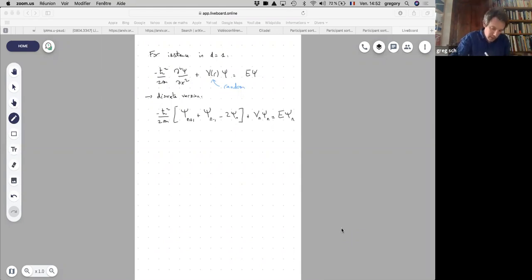But of course, what I want to say is that because V of R here is random, then this V_n here is of course also random. Okay. Now, what is usually done in this approach is to notice that I have this diagonal term here, which is minus 2 psi n. Basically, what we usually do in the context of localization is that we absorb this term in the energy. So that means that you can also write it as follows. We really look at the simplest model to write.